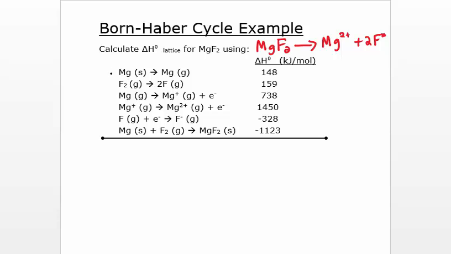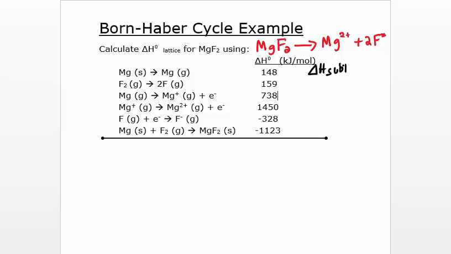The first one is magnesium solid as a reactant, and that's the natural state of magnesium, the standard state, going to magnesium gas. The reason we say gas is because we're simply pulling apart the atoms from the solid and making them separate. So another name for that would be the delta H of sublimation for magnesium, because sublimation is going from a solid to a gas.